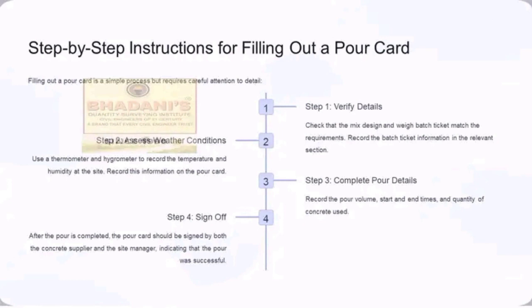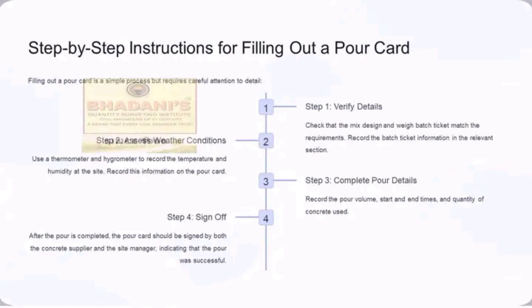Then step 3 is complete POA details. Here you record the POA volume, the start and the end times, and the quantity of concrete that you've used. The volume of concrete that you should pour, you record. Then the time you've started your work pouring the concrete, you record. Then the time you end the work, you also record, and the quantity that you will have used in that volume, you also record.